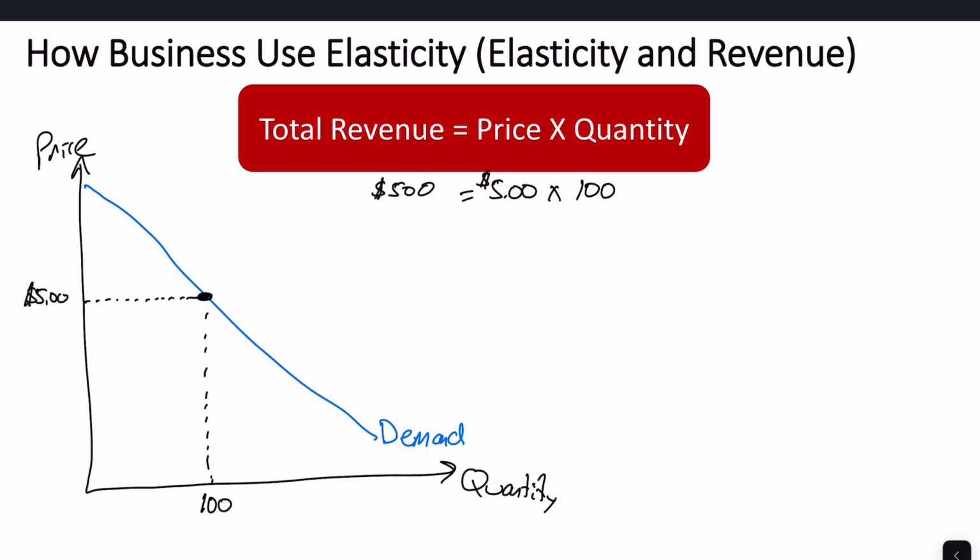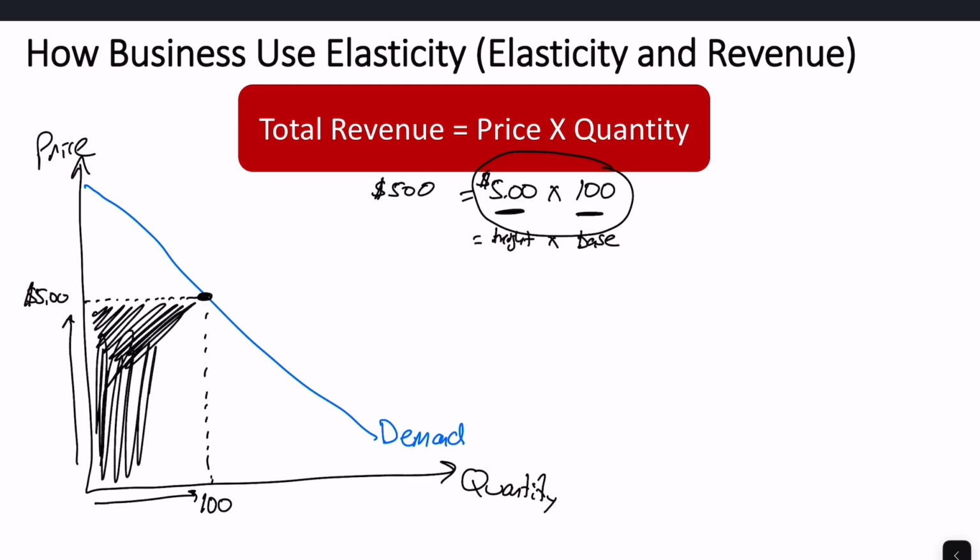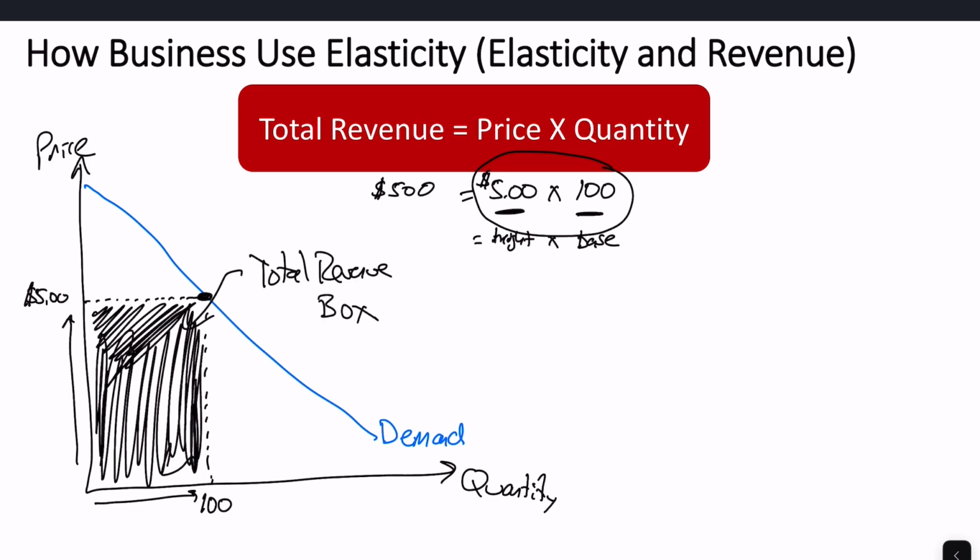Okay. Great. Now, how do we visualize this revenue on the graph? Well, notice this is 5 times 100. And so this is just going to be the area of a square. So think of the height of the square as the price, times the base of the square, or the quantity. And so this box, if we color it in, of that price times quantity, will give us our total revenue box from that price facing that demand curve for that firm.